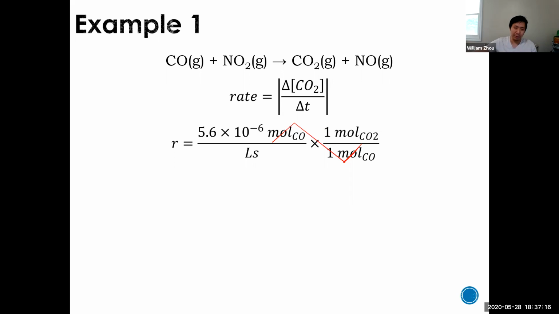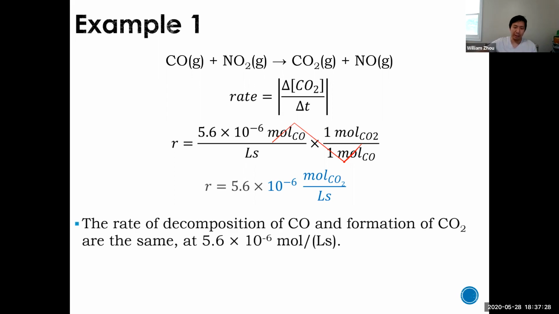All right, so if you multiply by 1, obviously the number wouldn't change. So there you go. It's the same number, 5.6 times 10 to the negative 6 moles of CO2 per liter per second. So you can conclude that the rate of decomposition of CO and the rate of formation of CO2 are exactly identical, same number. Any questions?